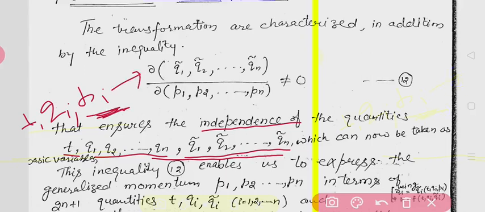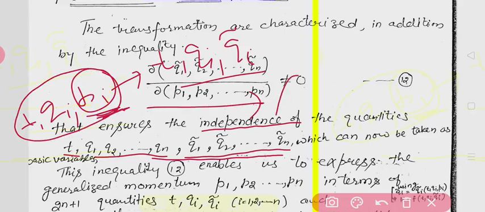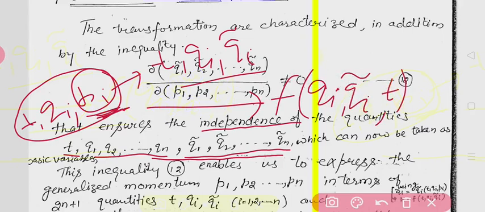This pi we are expressing in the form of a function of t, qi, qi tilde. Okay, so I am expressing this pi in the form of this one. When we express it this way, the function of t, qi, pi will be transformed into some function of t, qi's and qi's tilde. Okay, so that will be transformed to this thing, right?